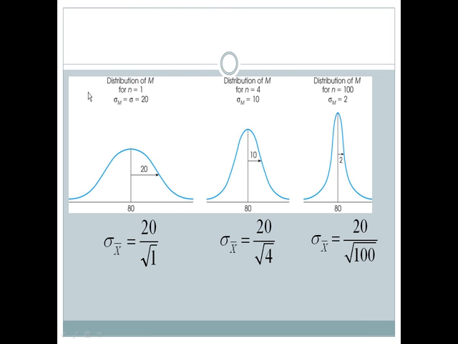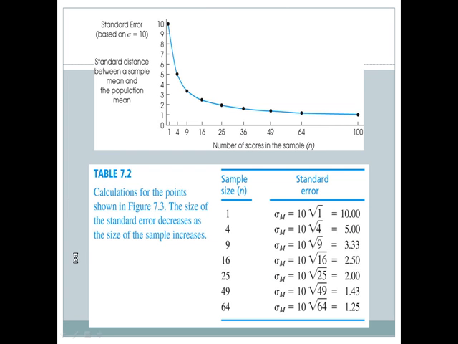So here is another view mathematically of the calculations that go into the standard error of the mean for each of these three. Notice again, what's changing is the denominator. That's where n is. Okay. Here's another kind of display of the relationship between the standard error and the sample size. As the sample size is increased, there is less error between the sample mean and the population mean.